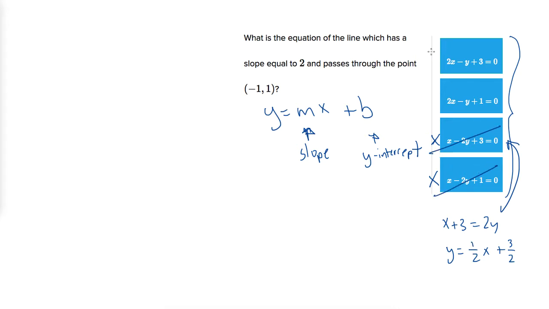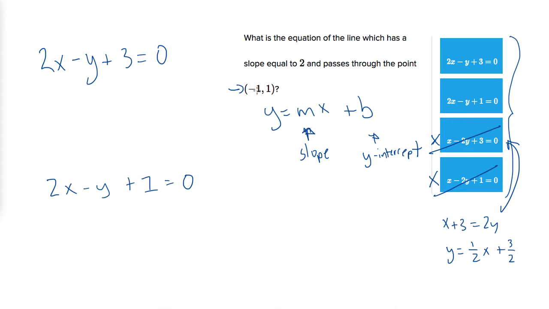So now we have the two answer choices that have 2 as their slope. And now that we know that the slope is correct, all we need to do to check the equation of the line is substitute in the point that we know is on the line. We just need to substitute in the point -1, 1 and see if the equation is true. So I'm writing out both of our equations here.